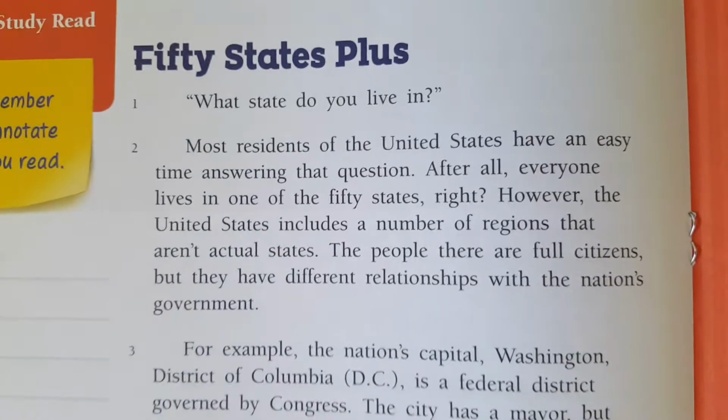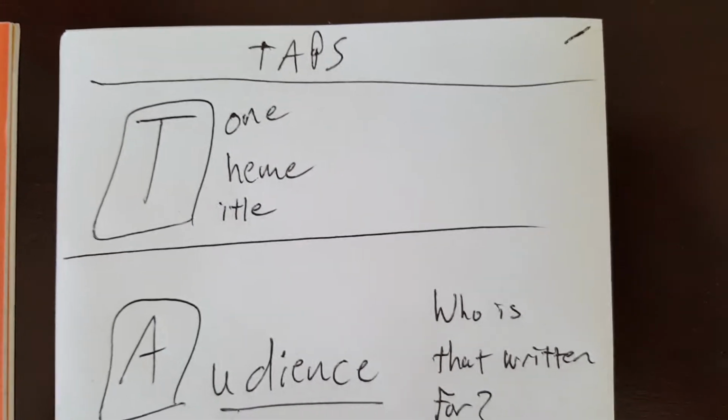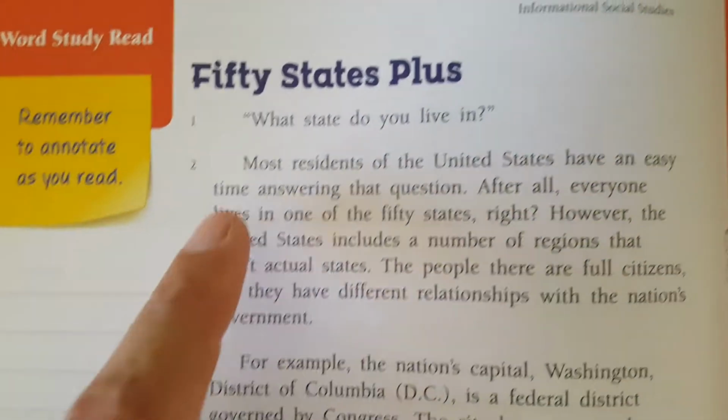That was about 2 minutes and 45 seconds. I wanted to reference the TAPS. That was a quick introduction on TAPS, and we will use this a lot throughout the year for any type of text to help you better understand what the author is saying and doing. All right, let's go to read 50 States Plus.